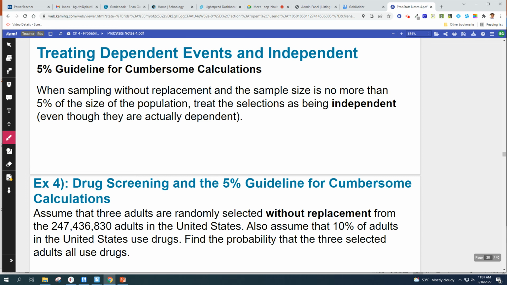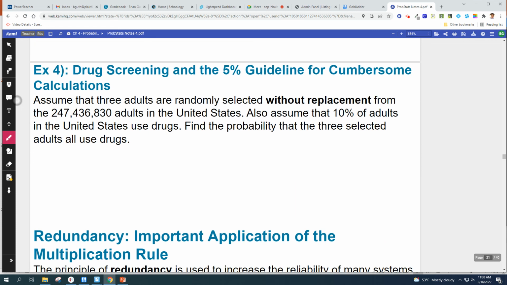Okay, 5% guideline for cumbersome calculations. Cumbersome means the numbers are big and huge and heavy calculations. When sampling without replacement and the sample size is no more than 5% of the size of the population, treat the selections as being independent, even though they're actually dependent. I think that's kind of hard to understand, but this is going to be useful for us because it'll simplify our lives quite a bit.